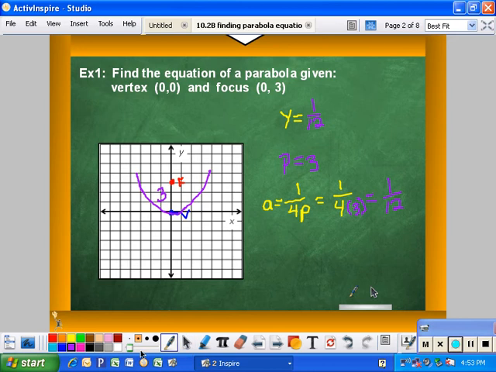There we go. And do we have any h or k in the problem? We do, but they're both 0. Our h and k are 0. So that means we're going to finish this off with x squared. And that right there is our answer.